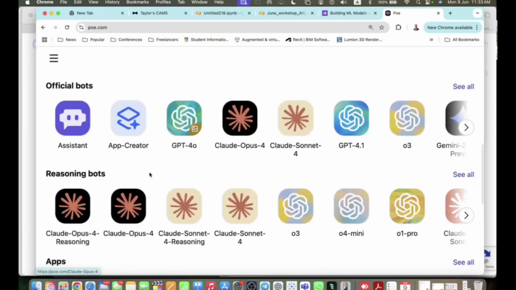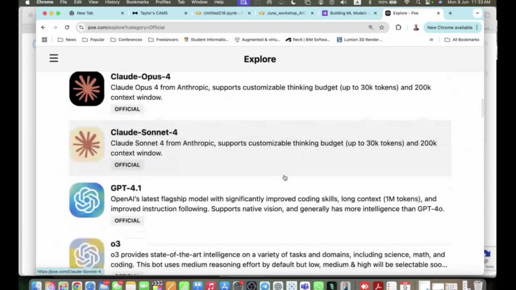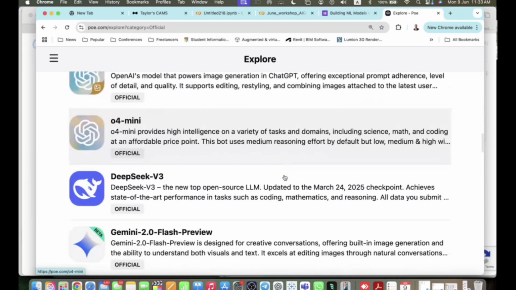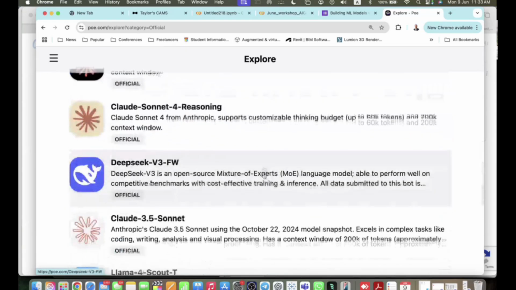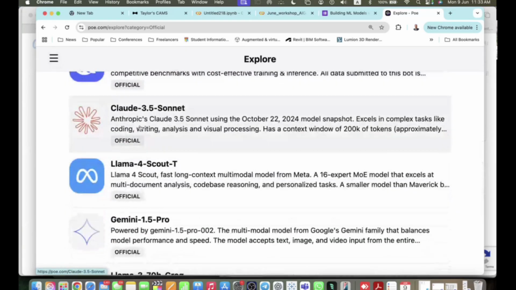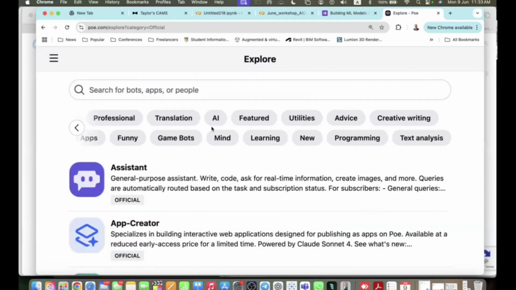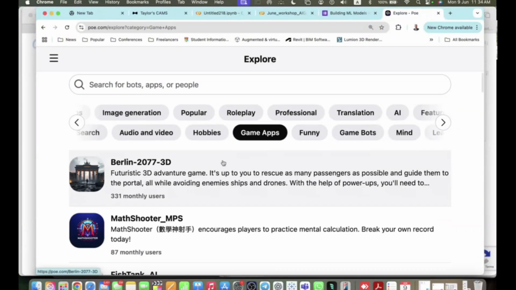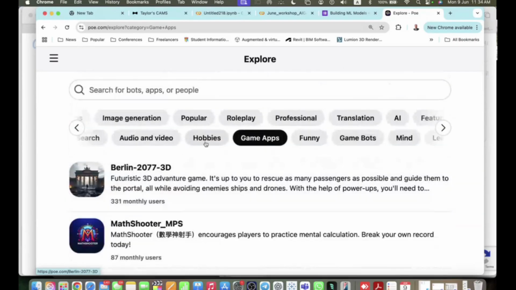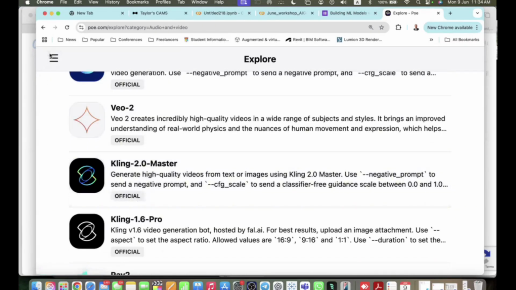And you can see the official bots. Those are the official bots. There's Claude, Gemini, DeepSeek, Llama, the one by Facebook. And then at the same time, you can look at others. Maybe you can look at something for games. Who is into games? Something for hobbies, something for audio and video. You can see all of those tools.